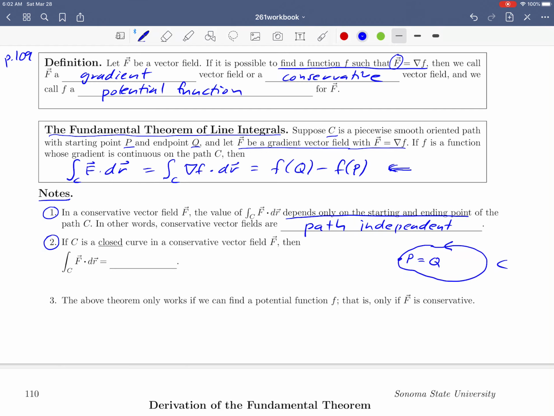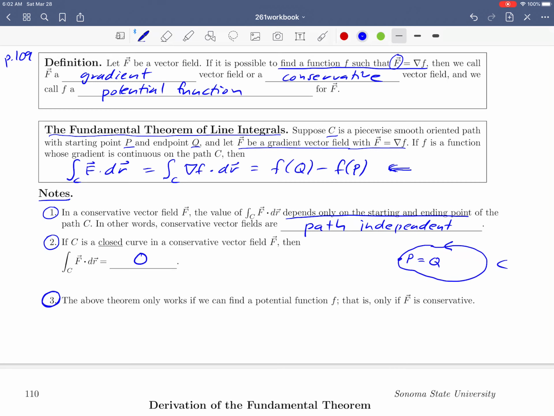So my question to you is this. If you took the equation up here in the fundamental theorem and P and Q happen to be the same point, what would f of Q minus f of P equal? Well, it would have to be 0 if Q and P are the same point. And so what that means is that in a conservative vector field, if you integrate around a closed curve, you are always going to get 0 for the value of your integral.